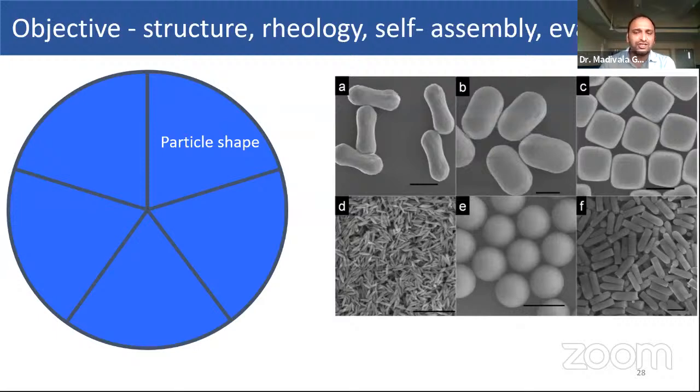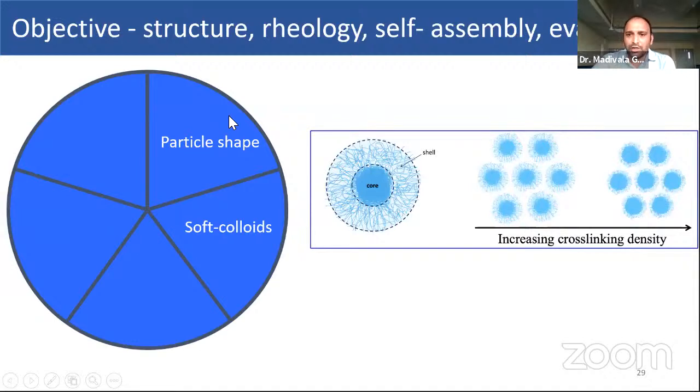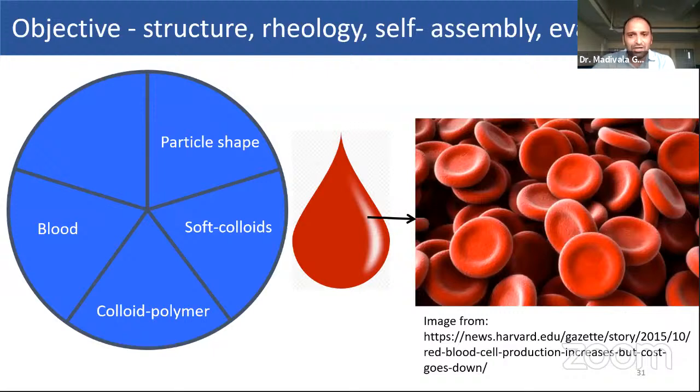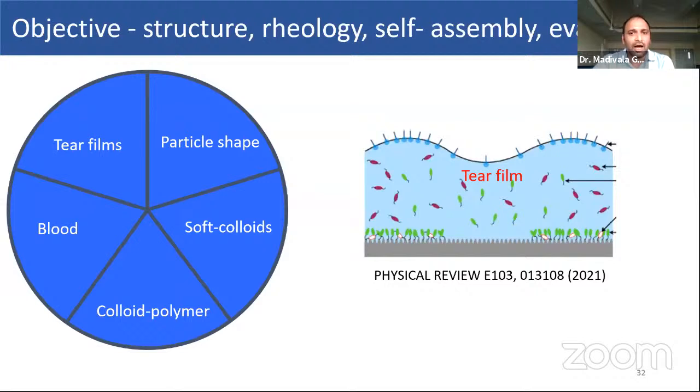Although I've talked about evaporation, we want to look at structure, rheology, self-assembly, and evaporative patterns, looking at the effect of particle shape, and at what would happen if you have soft colloidal particles in them, polymer colloid mixtures, and how they behave under different conditions. Also, evaporation of blood droplets and their structure and rheology, and tear films, which is of importance for the health of the eye itself.